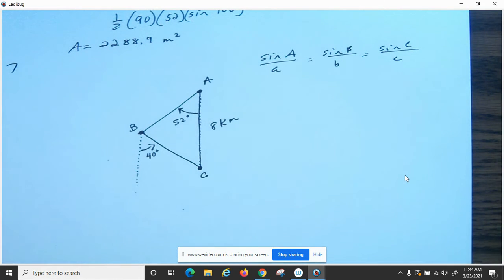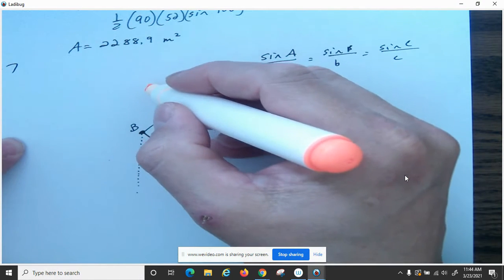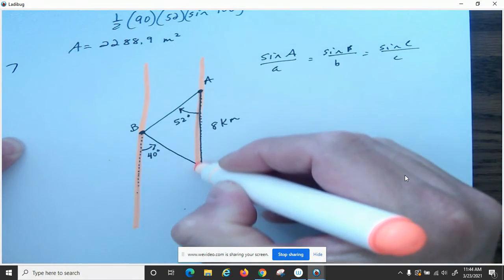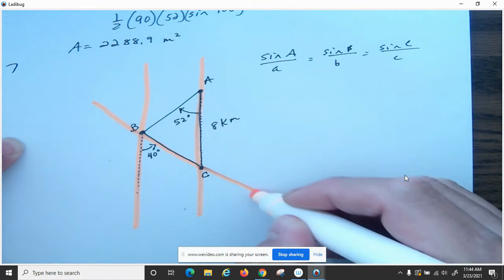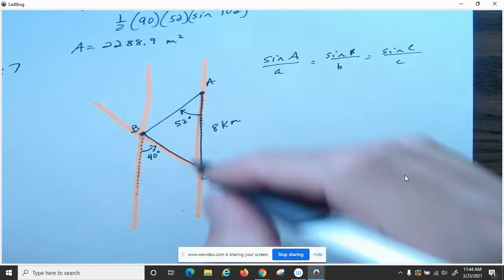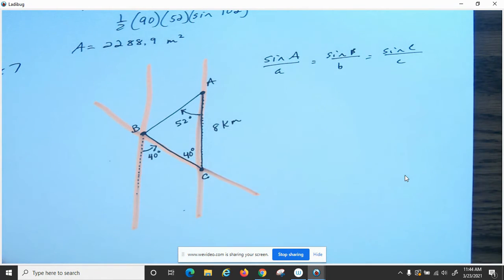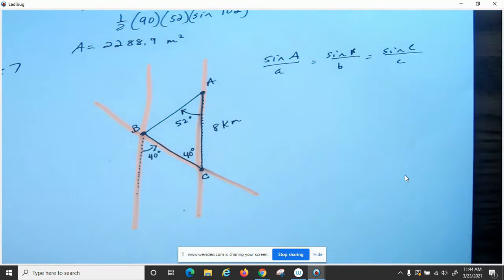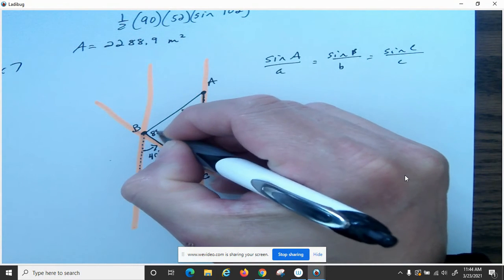Now, one of the things that you've learned in geometry or math 2 is that if you have two parallel lines, because these two lines are parallel, with a transversal cutting through them, then that has to mean that alternate interior angles have to be congruent. So this is a 40-degree angle also. So this is an alternate interior angle, and so is this. So this is a 40-degree angle. I have that second angle. Now I can find my third angle by subtracting 180 minus 52 minus 40. That gives me 88 degrees. So this is an 88-degree angle.